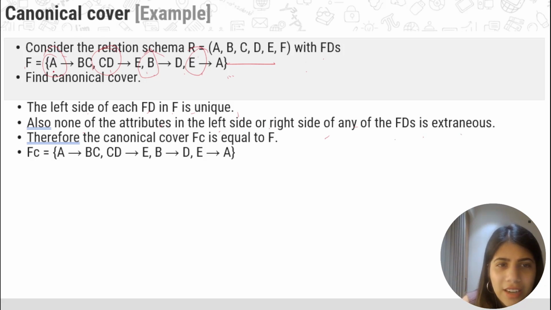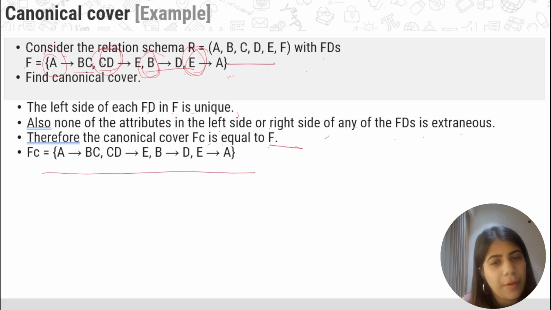Let's check, is there any attribute which is extraneous? A can determine BC. Is BC or any of those attributes extraneous? I don't think so, because that meaning is not implied by any other functional dependency. Similarly here, and here also. I don't see any extraneous attributes. You can take a moment and check by yourself also. Therefore, the canonical cover FC is equal to F. So it cannot be reduced any further, because in all the functional dependencies the left side is unique and we don't find any extraneous attribute. So ऐसे cases भी हो सकते हैं जहाँ पे आपका functional dependency and canonical cover has the same result.